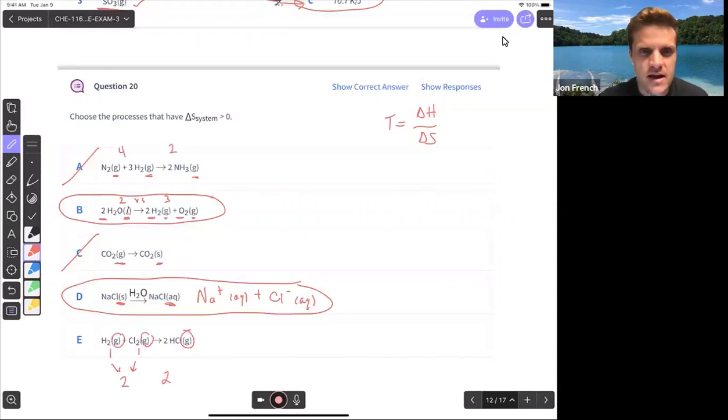So this one, it's hard to say, right? If we're going to have a positive change in entropy, we really would need to see if this is spontaneous. We'd have to calculate our enthalpy for that reaction. But definitely with B, we've got an increase in entropy. D, we've got an increase in entropy as well for question 20.